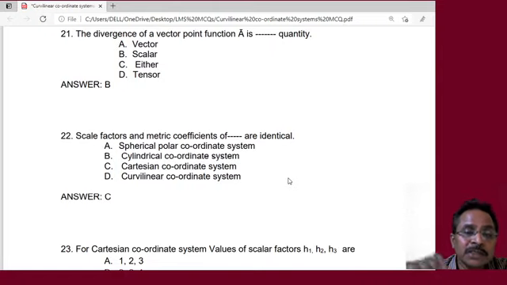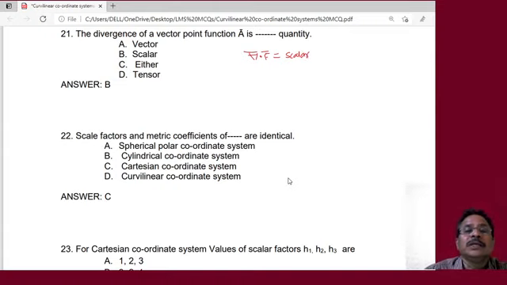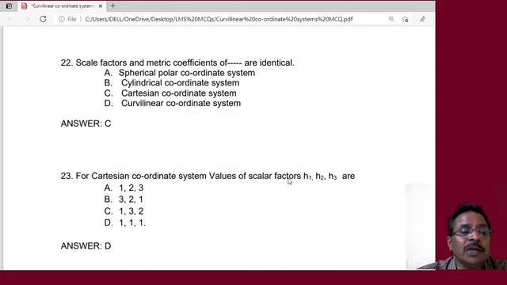Then question number 21, the divergence of a vector point function A̅. Irrespective of whichever coordinate system we use, divergence is del dot F, a dot product of two vectors, which is always going to be a scalar physical quantity. Therefore the divergence of a vector point function A̅ is always a scalar physical quantity, and therefore option B is the correct option for question number 21.